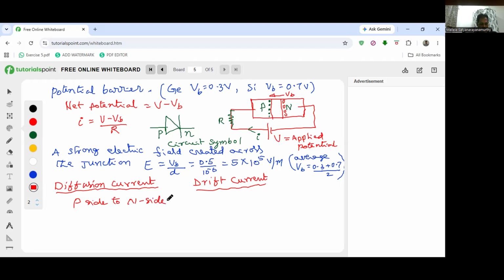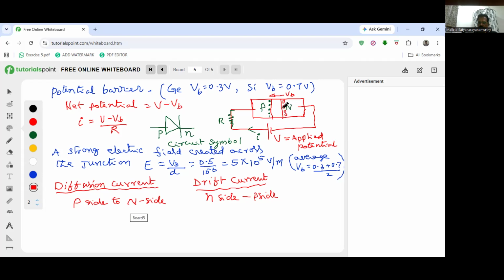And the next one is the drift current, which is from the N side to the P side. Because of diffusion of holes into the N region and diffusion of electrons into the P region, a current will flow through the diode, that is the diffusion current.